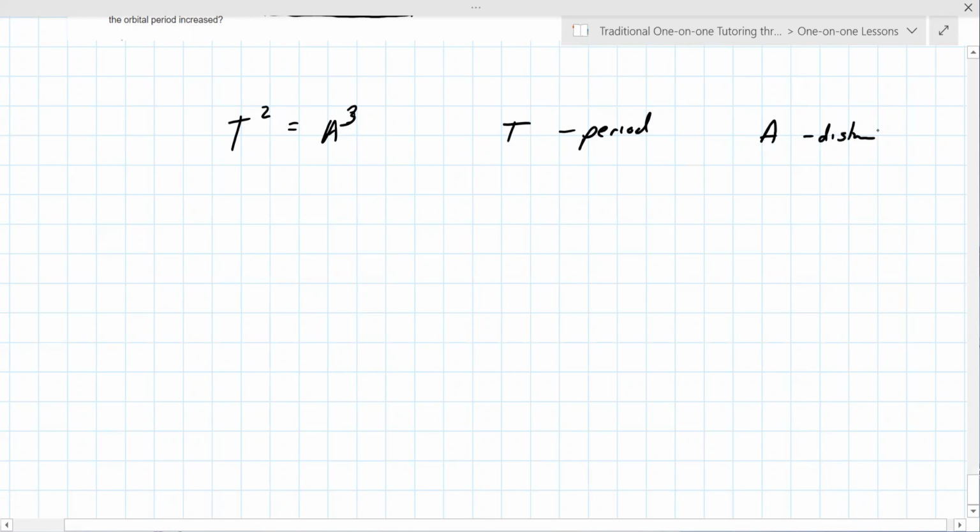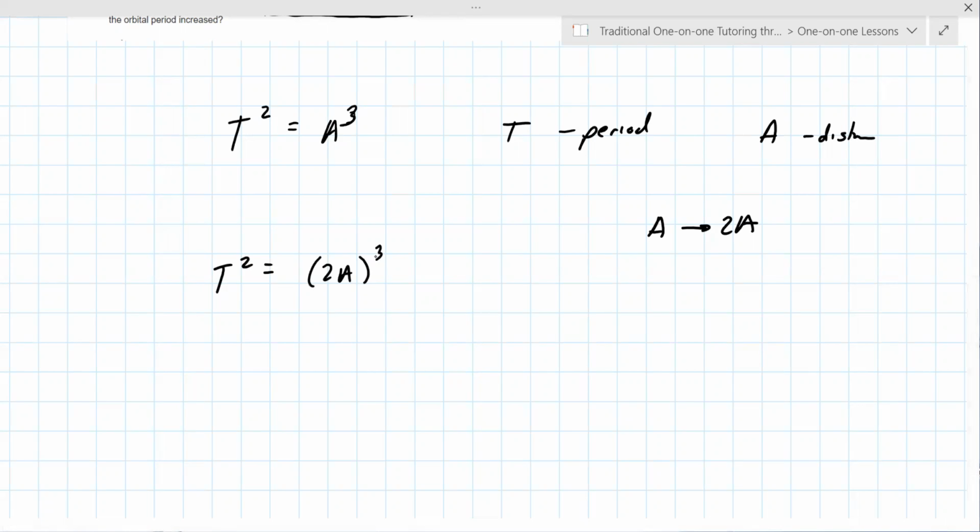So they're saying the distance increases to 2a. So you take 2a in here, and you're not solving this, you're simplifying this. So it's 2 cubed a cubed. You're cubing both of these, so that's 8a cubed.